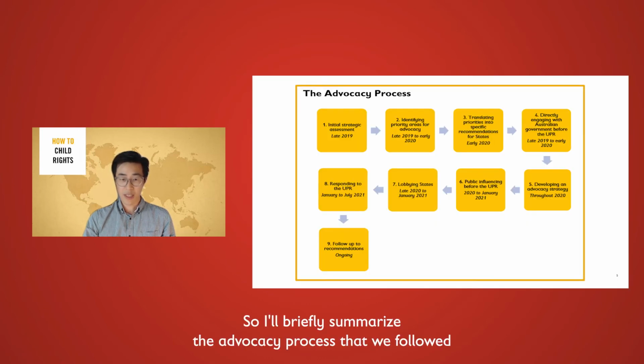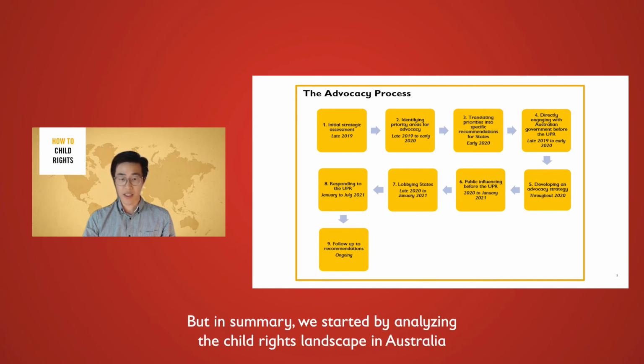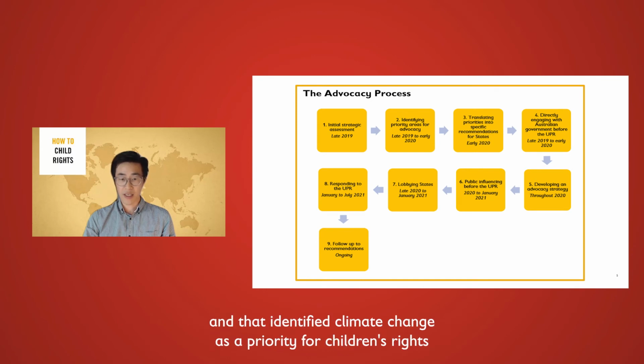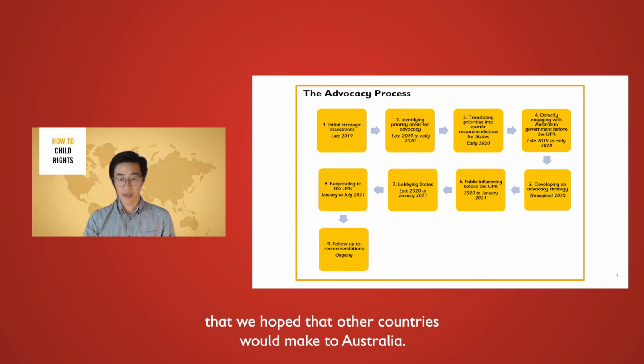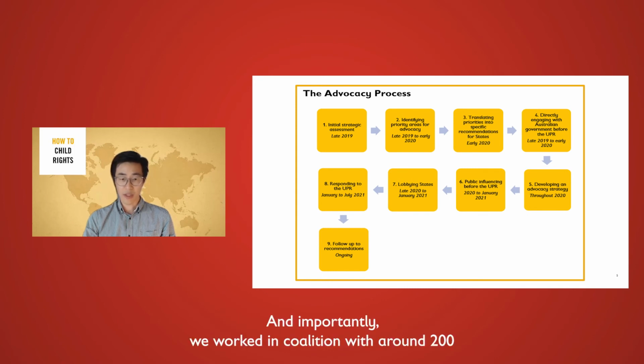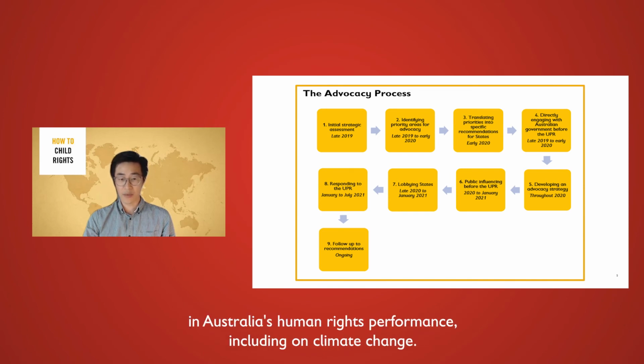So I'll briefly summarise the advocacy process that we followed, and the case study document goes into this in a lot more detail. But in summary, we started by analysing the child rights landscape in Australia, and that identified climate change as a priority for children's rights. That was then translated into specific recommendations that we hoped that other countries would make to Australia. And importantly, we worked in coalition with around 200 other non-government organisations in Australia to highlight deficiencies in Australia's human rights performance, including on climate change.